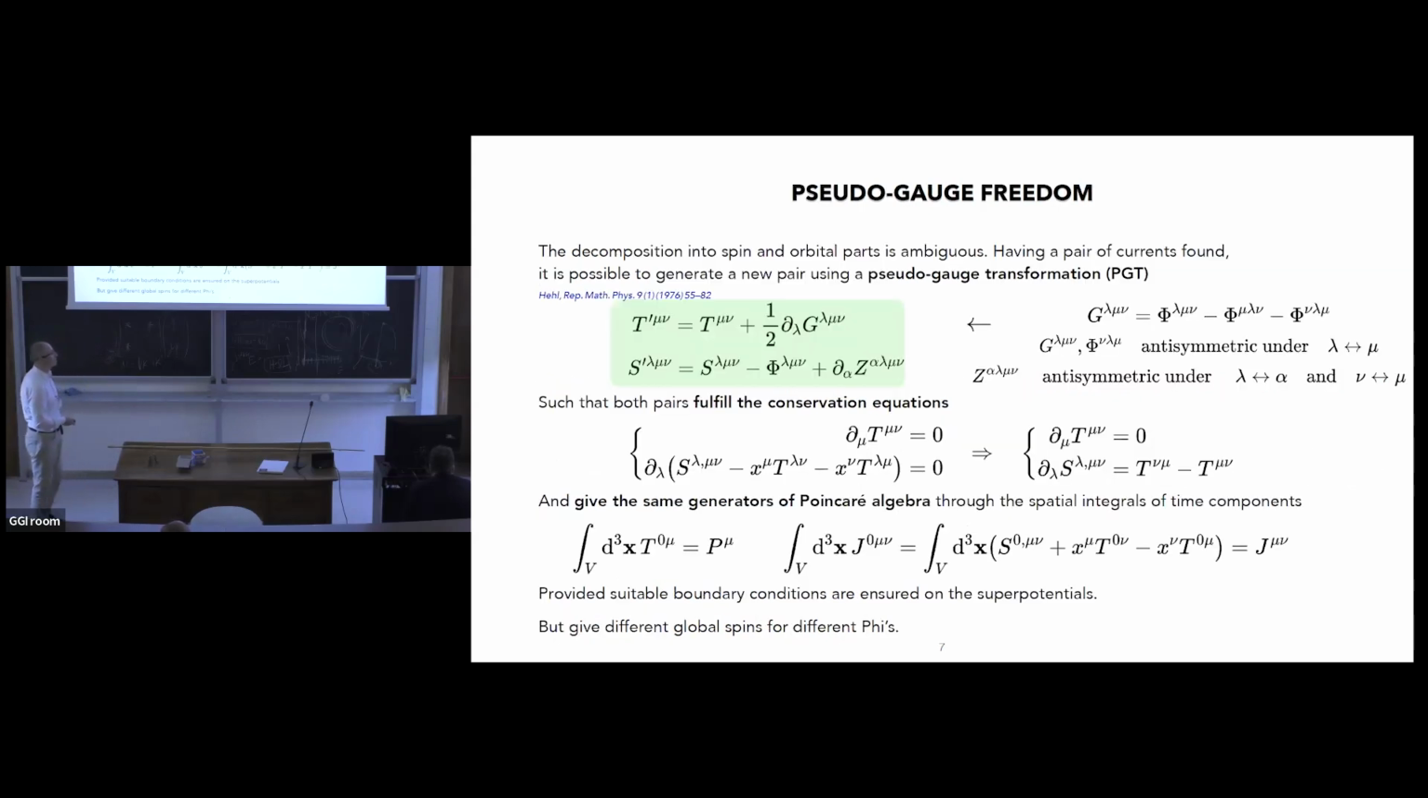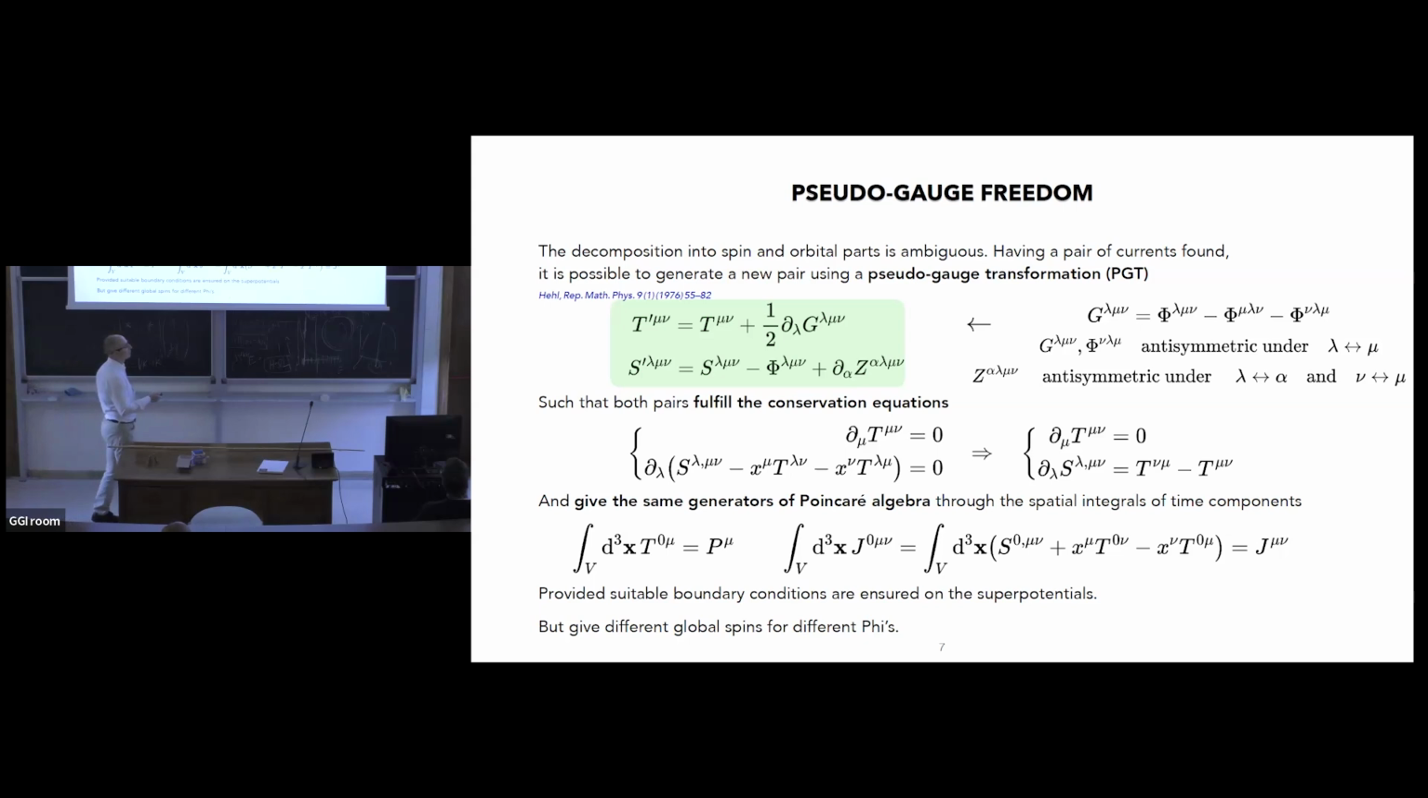Another problem related to that is that you can also perform a transformation to those currents using the so-called pseudogauge transformation. You can use so-called superpotentials, or in general, there are just currents which are constructed out of the fields in the theory. You may always add a total divergence in the energy momentum tensor, and you can also add a similar term in the spin tensor.